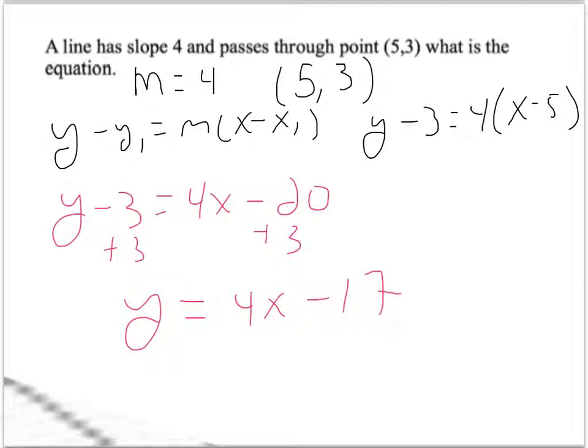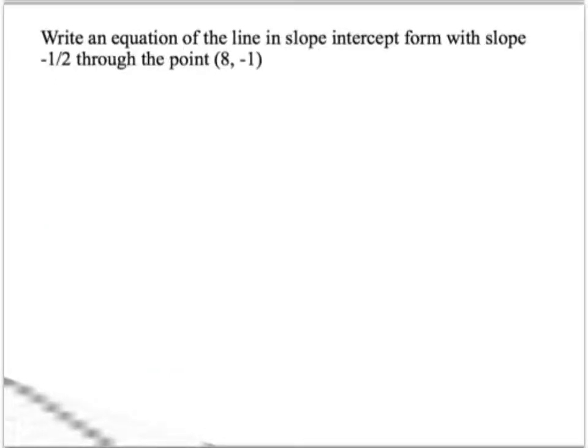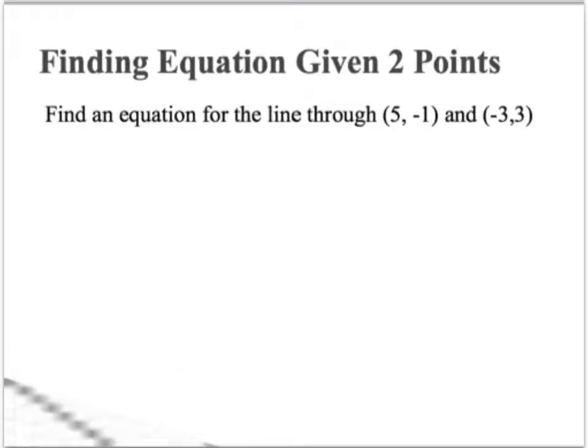But now let's look at something a little more complex: finding the equation given 2 points. Now in your guided notes it says something about how to do this. The first thing you need to do, since you're given 2 points, is to find the slope. Then take your slope and one of your 2 points, plug it into the point-slope formula, and solve it for y.